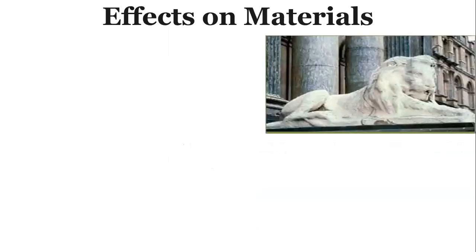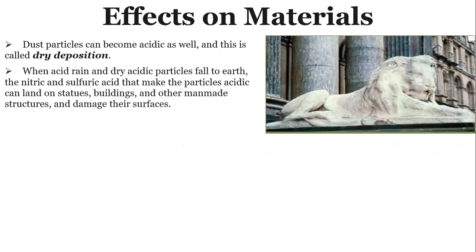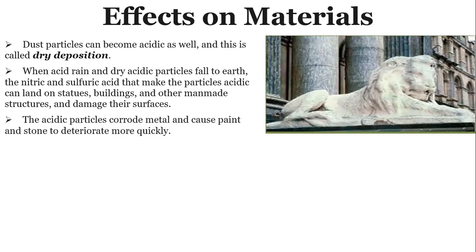Now, what are the effects of acid rain on materials? Not all acidic deposition is wet. Sometimes dust particles can become acidic as well, in the form of dry deposition. When acid rain and dry acid particles fall to the earth, the nitric and sulfuric acid that make the particles acidic can land on statues, buildings, and other man-made structures and damage their surfaces.